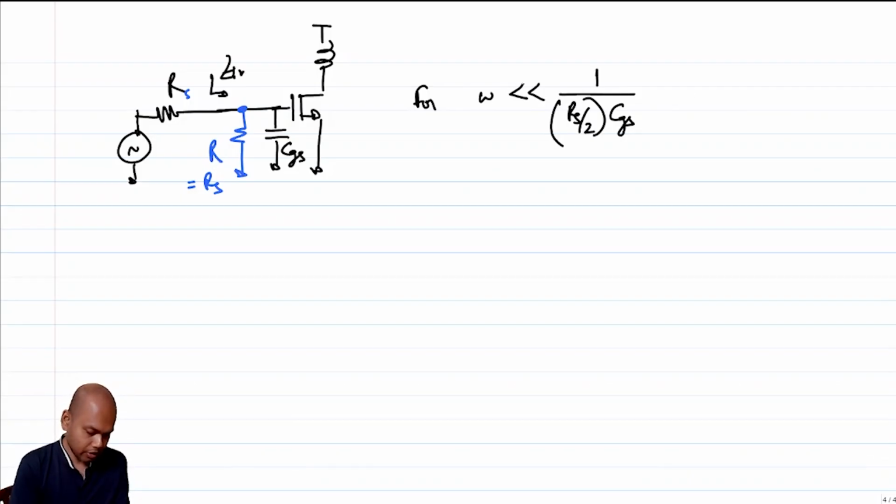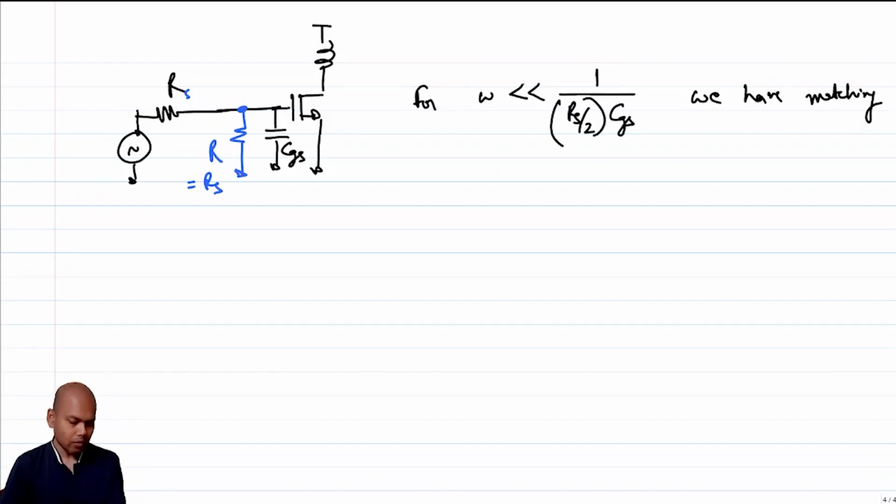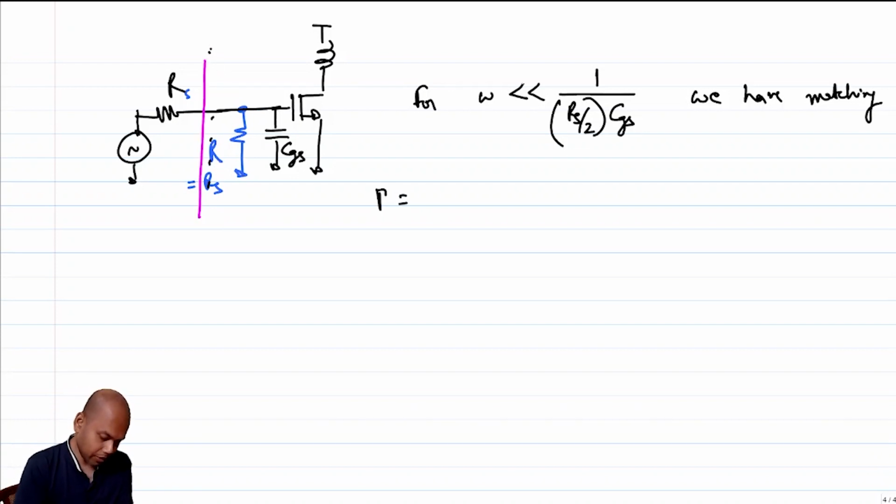We have, this is Z in, so we have matching, right? If you want to prove it rigorously, all you have to do is find out the reflection coefficient gamma at this interface, right? So what is gamma at that interface? It's basically ZL minus Z naught by ZL plus Z naught.